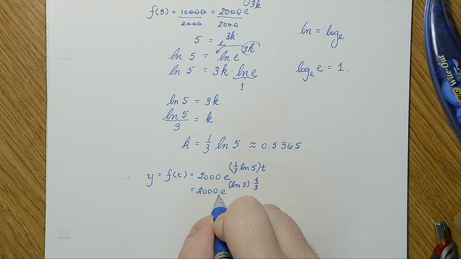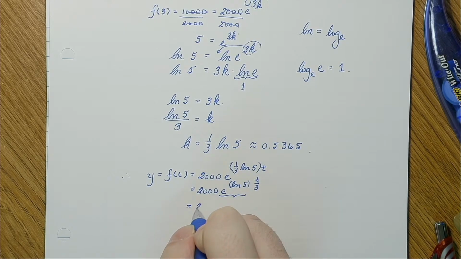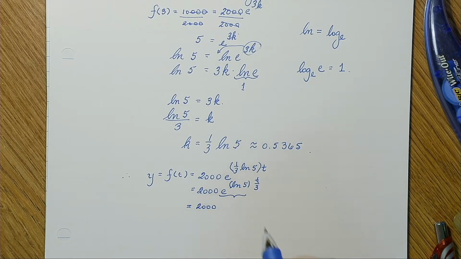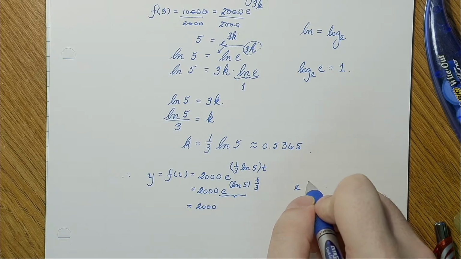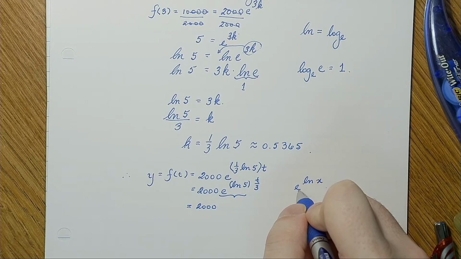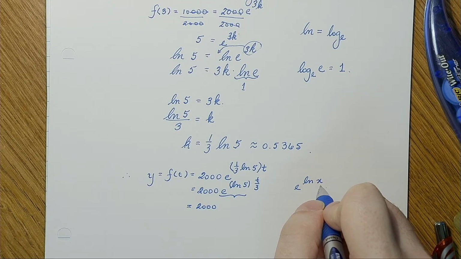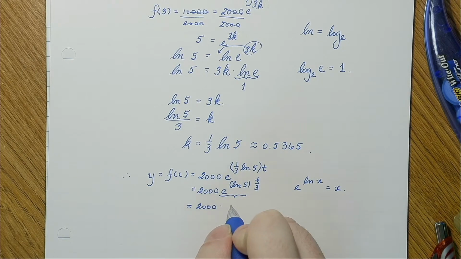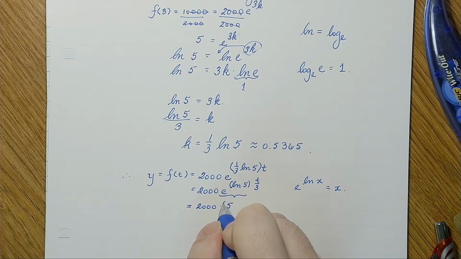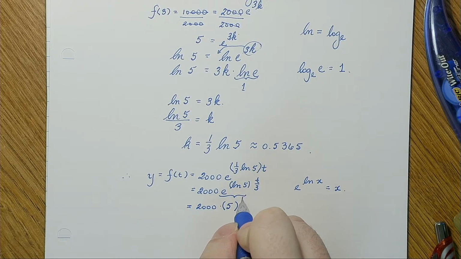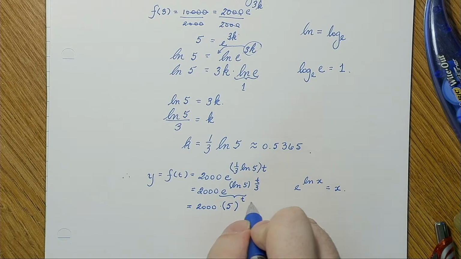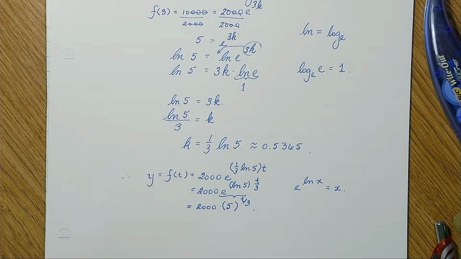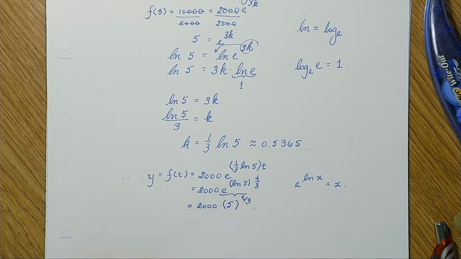And what else can I see right here? Well, e to the ln of 5 is just 5, right? Because again, e to the ln of x, because it's the exponential, and the inside of that is its inverse, which is the ln. So that is just equal to x. So in this case, this is just equal to 5 to the t over 3. Perfect.